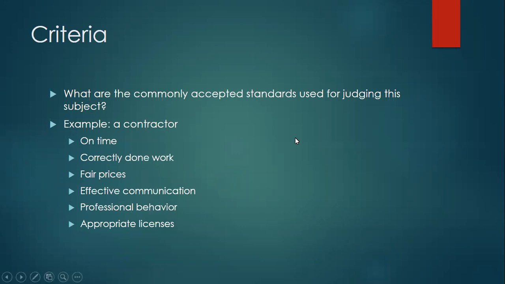Criteria are the commonly accepted standards used to judge something. So whatever you choose for your topic, ask yourself, how do people judge this kind of thing? So for example, if I'm creating an evaluation of a contractor, I've been dealing with contractors here in the aftermath of the derecho. What do people want in a contractor? Well, someone who's on time, who does the work correctly, who has fair prices, who has effective communication, professional behavior, and all the appropriate licenses.